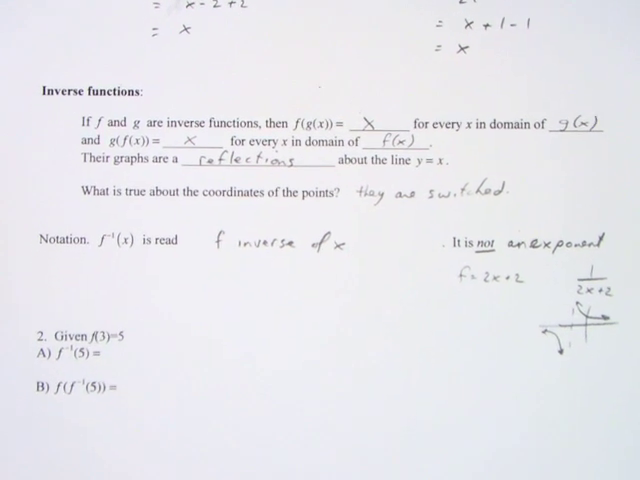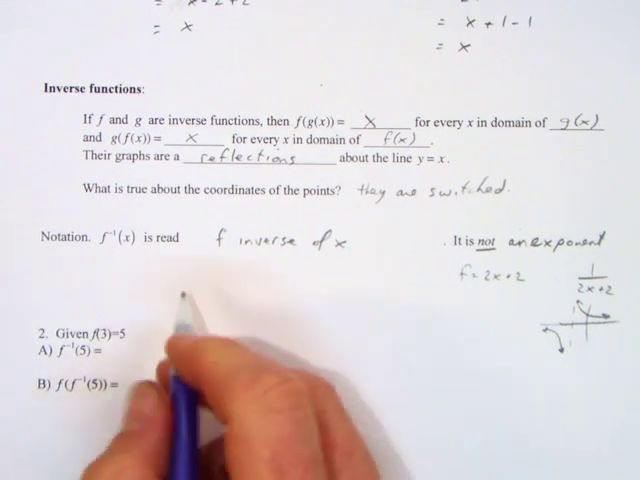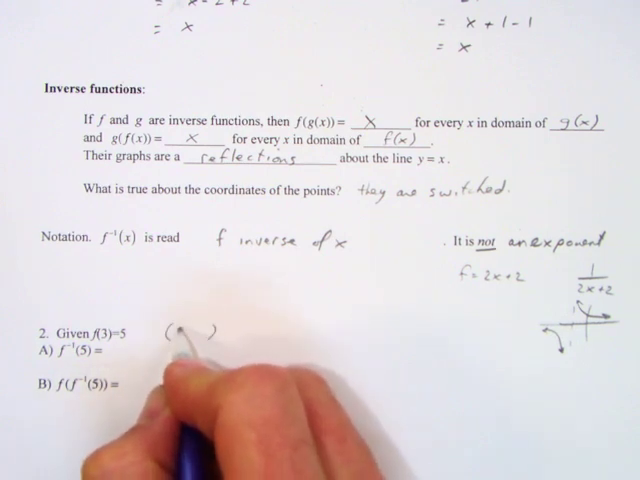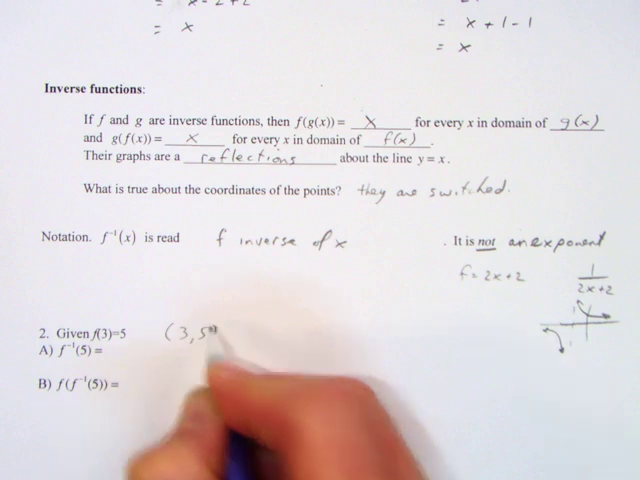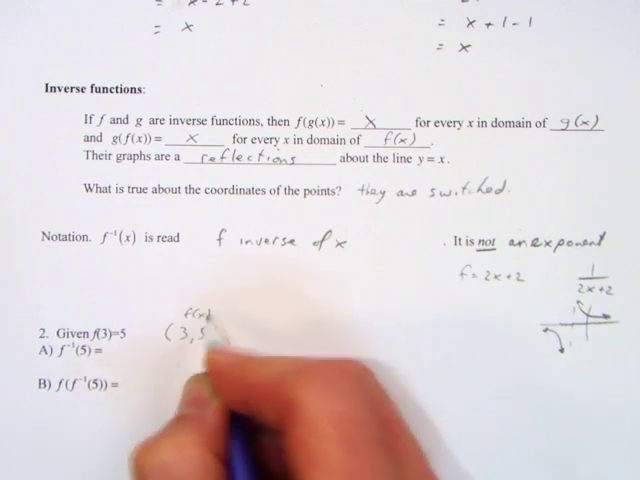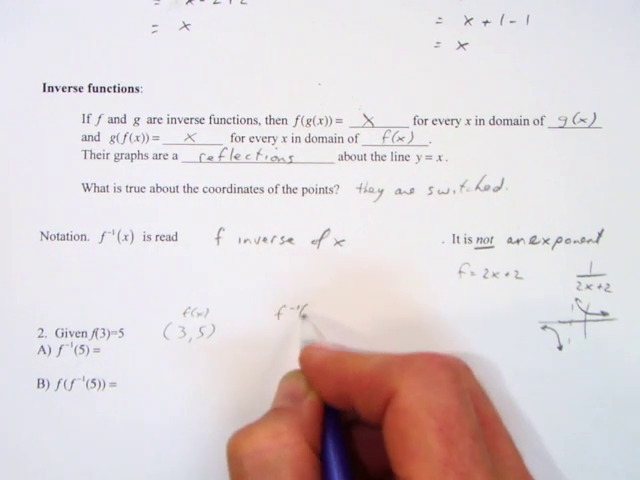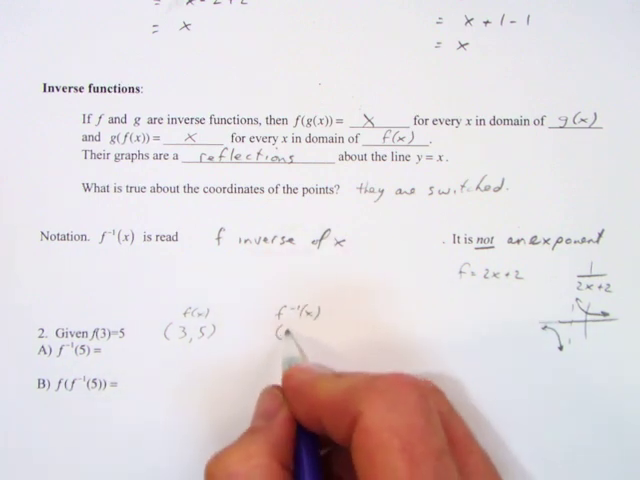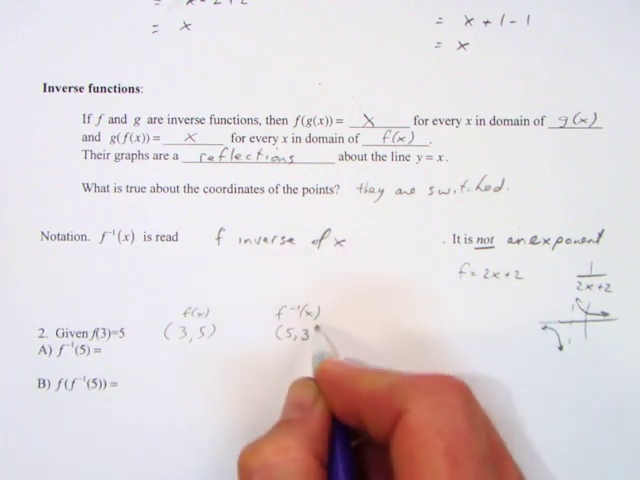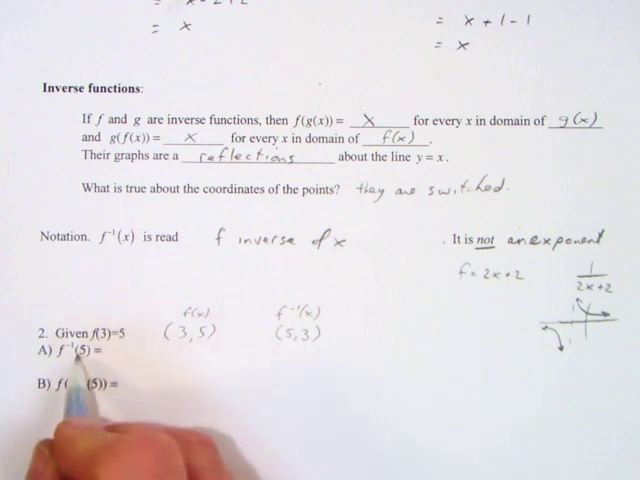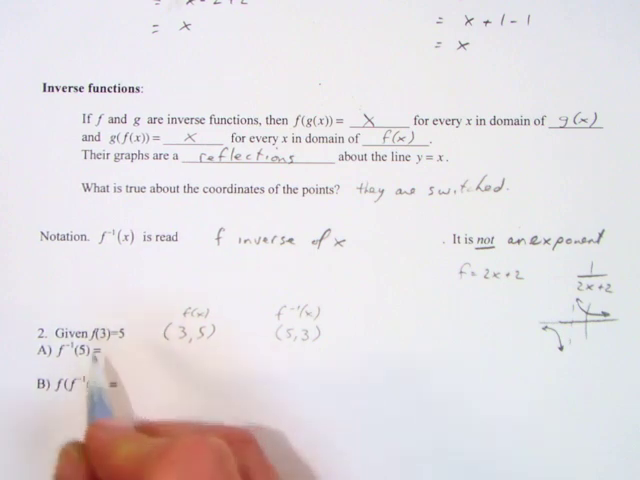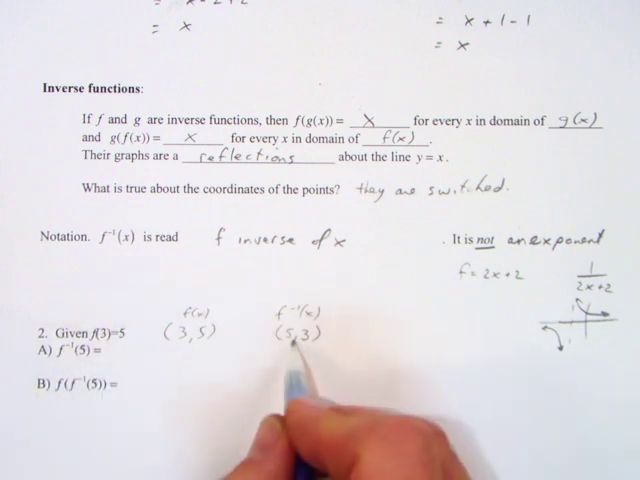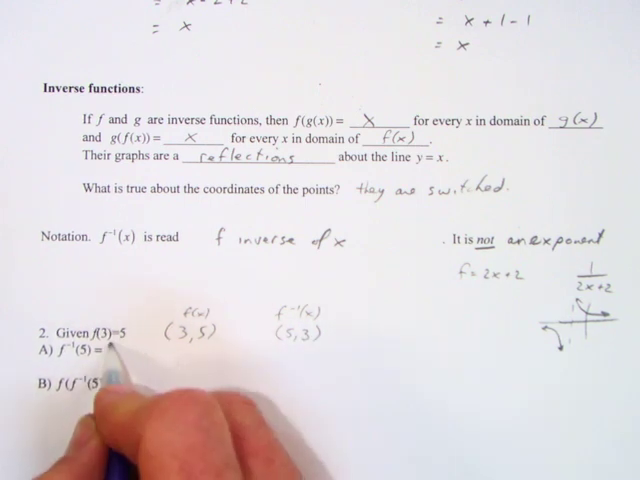All right, here's an example. f of 3 equals 5. So what are the coordinates of that point? The x value is 3 and the y value is 5. And this is for f of x. Well, what is it for f inverse of x? Remember that x and y values are switched. That would be 5, 3. So what does f inverse of 5 equal? In other words, what's the y value of f inverse when x is 5? Well, that's this point. That's 3.